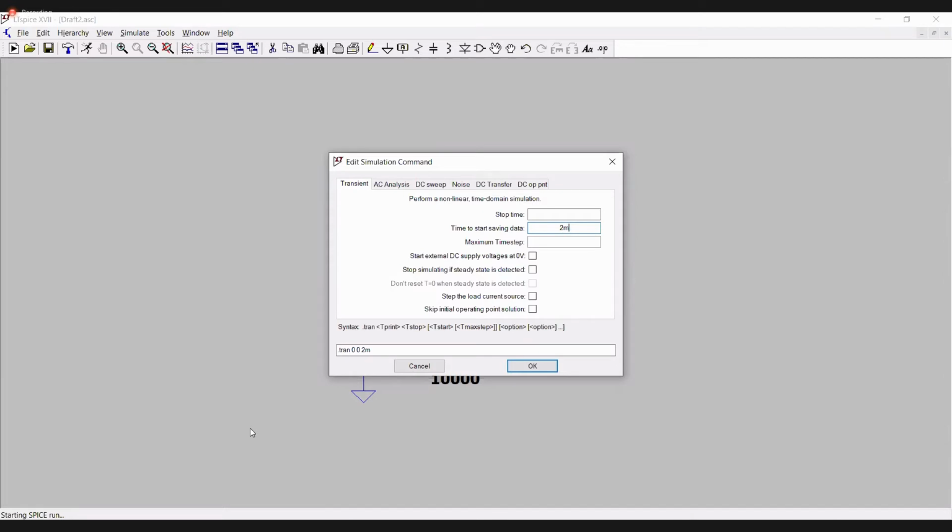But for now, what I would like you to do is again to start saving data at exactly 2 milliseconds, or after exactly 1 period, so that your sinusoid starts at a peak or a cycle. Okay? And then for the stop time, you stop saving at exactly another 2 milliseconds, so that will be 2 periods. So you stop saving at 6 milliseconds. Okay? And then press OK.